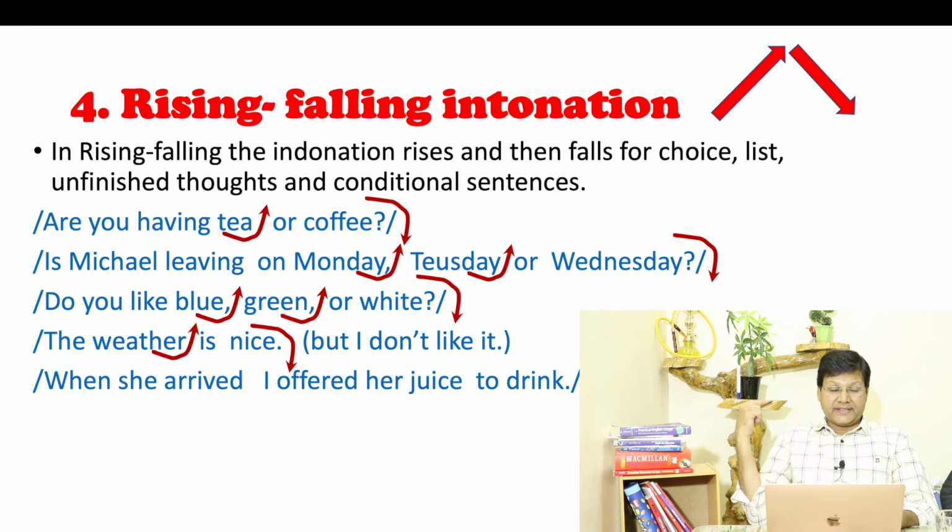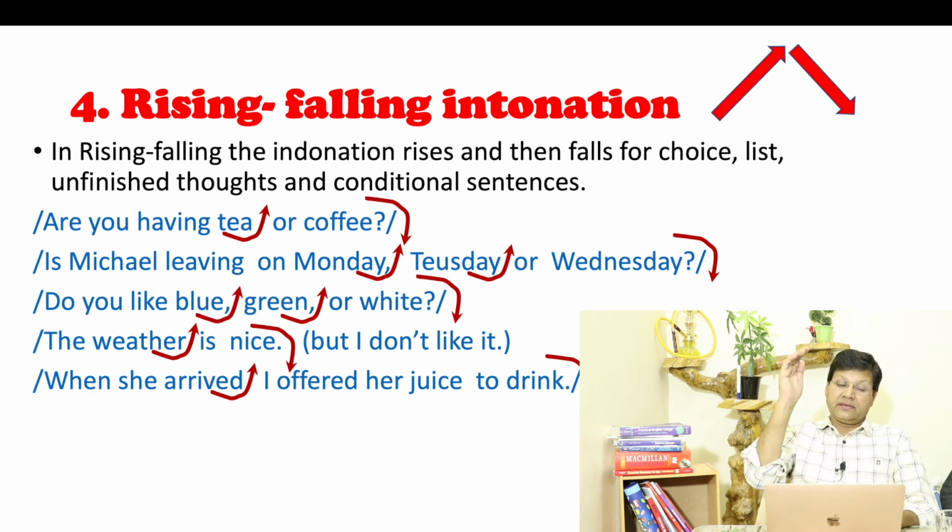The last one is, when she arrived, rising. When she arrived, I offered her juice to drink. If you speak only the last part of the sentence, I offered her juice to drink, there's a falling intonation. But when she arrived, this is rising.